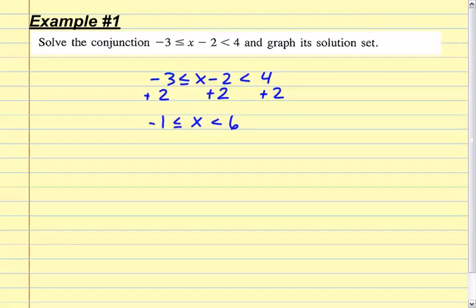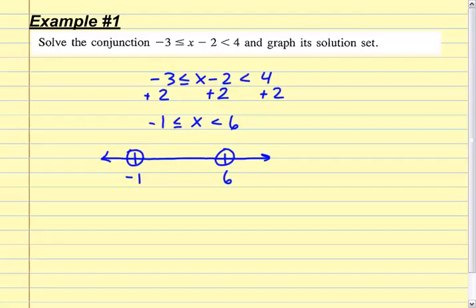So that means that for x minus 2 to be greater than or equal to negative 3 and less than 4, x has to be greater than or equal to negative 1 and less than 6. Okay? So let's graph this. I know my critical numbers are going to be negative 1 and 6. I'm going to put circles around them. Be sure to put the small number on the left and the bigger number on the right.